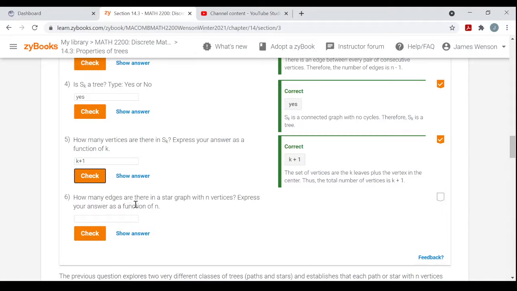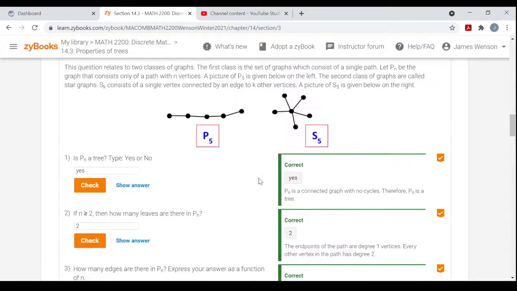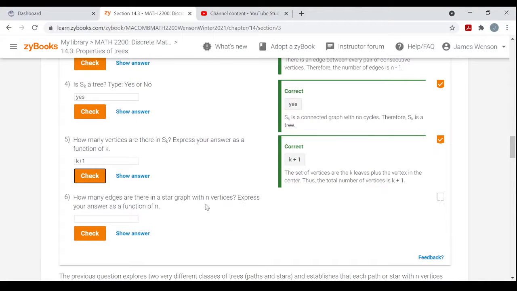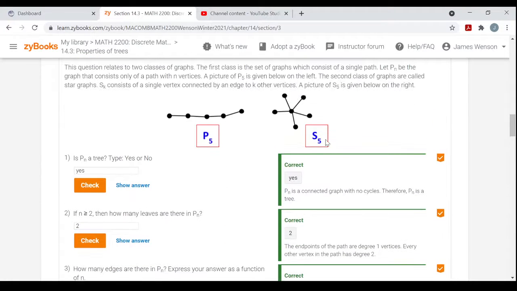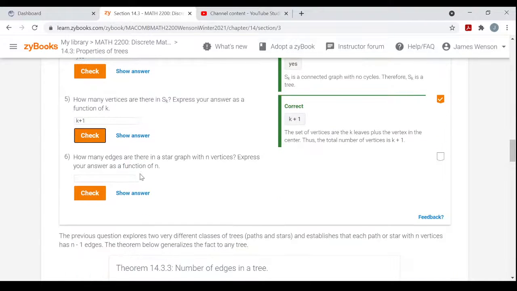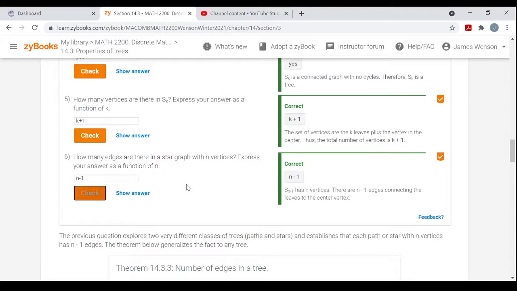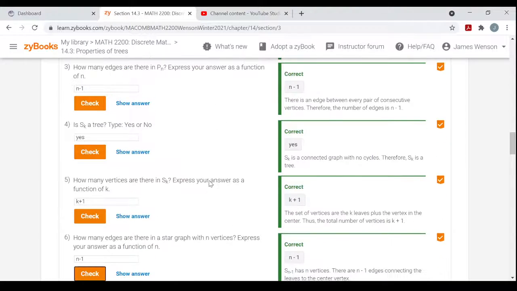And how many edges are there in a star graph with n vertices? So remember, if there are n vertices, that means it's S sub n minus 1, right? See, this has 6 vertices, but it's S5. So if you have n vertices, it would be S sub n minus 1. So there'd be n minus 1 edges. See how S5 has 5 edges? There'd be n minus 1 edges. Okay, so again, hopefully easy enough.